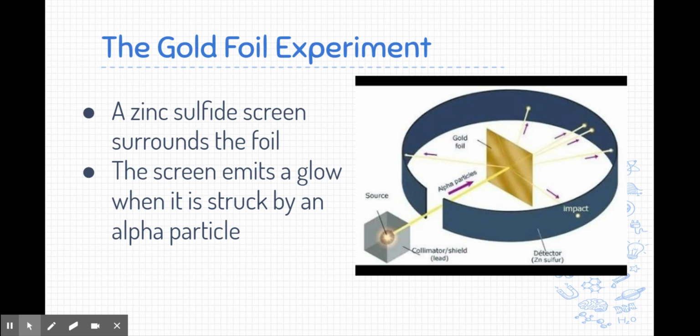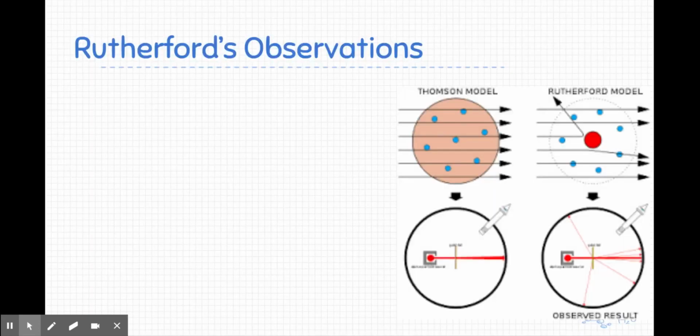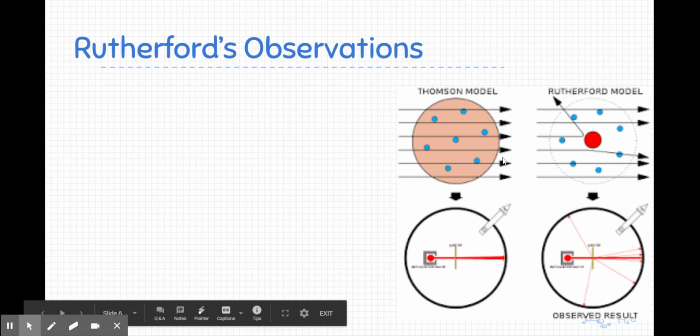But let's start off by thinking about what would have happened if Thomson's model of the atom was correct. Let's not worry too much about the diagrams on the top right here, because they're not too correct. Let's think of this one here.